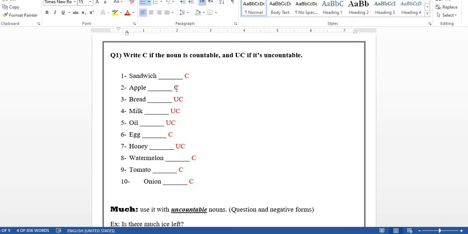Apple, I can say apples, so countable. Bread, I can't say breads, so uncountable. Milk, I can't say milks, so uncountable. Oil, I can't say oils, so uncountable. Egg, I can say eggs, so countable. Honey, I can't say honeys. Watermelon, I can say watermelons. Tomato, I can say tomatoes. Onion, I can say onions. So they are countable.